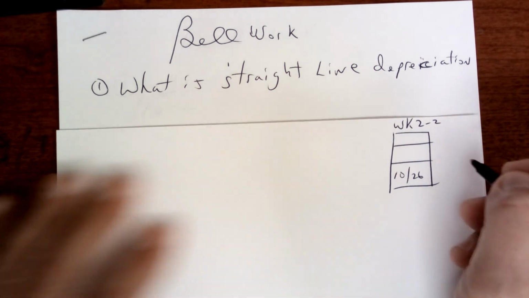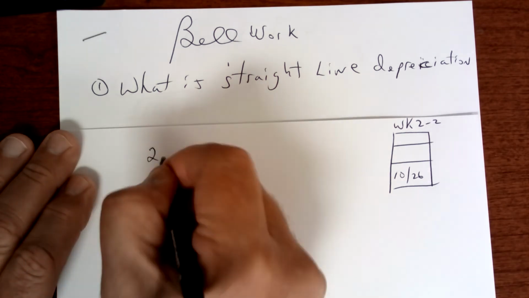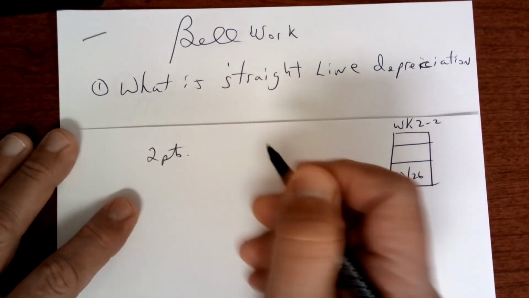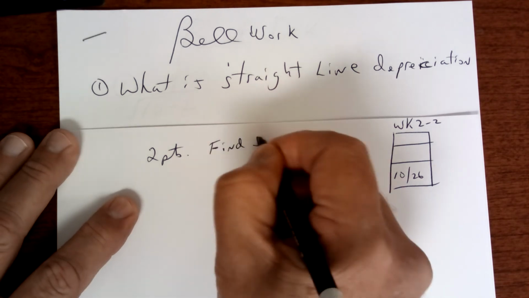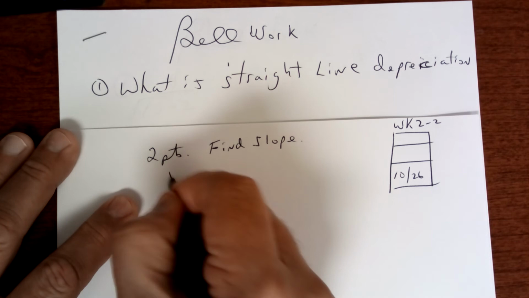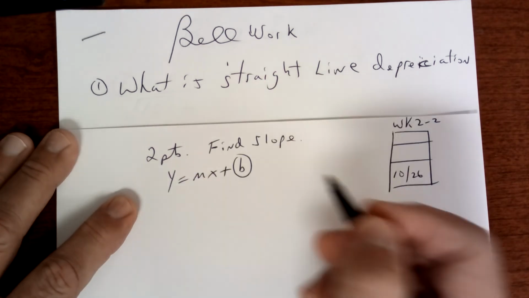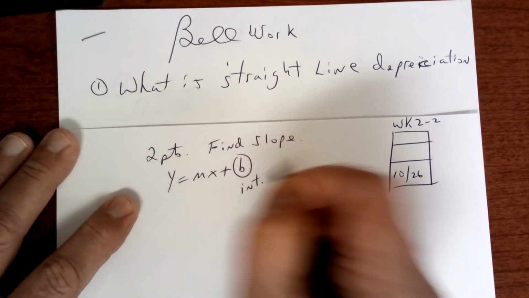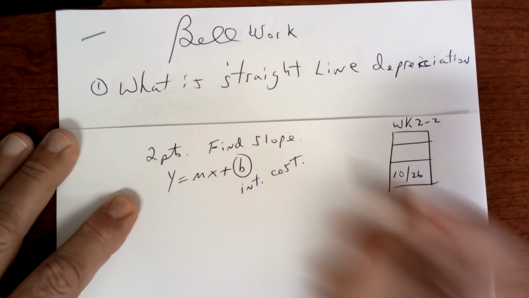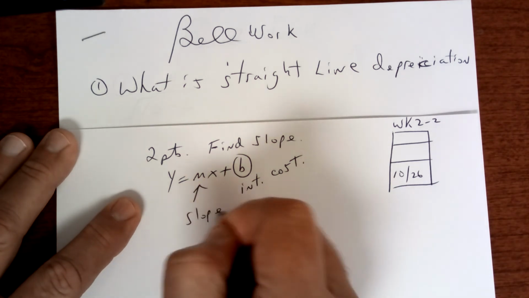Okay, so what is straight line depreciation? It's where you use 2 points to find the slope, and then you write an equation where B is the initial cost of the car. Initial cost. Okay, and that is your slope. And that is called straight line depreciation.